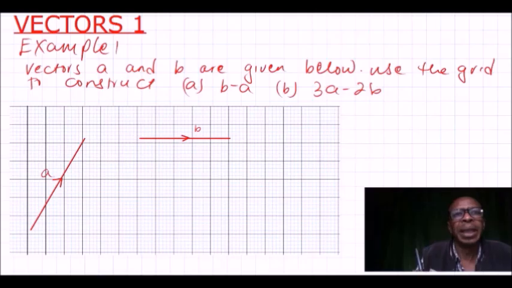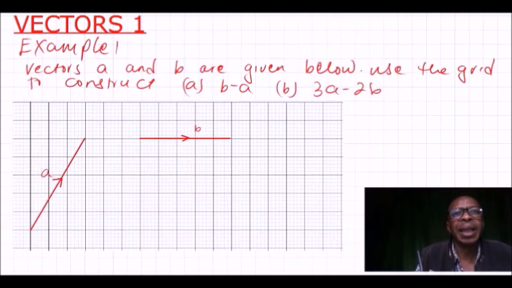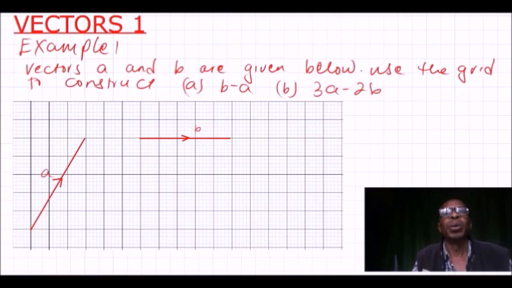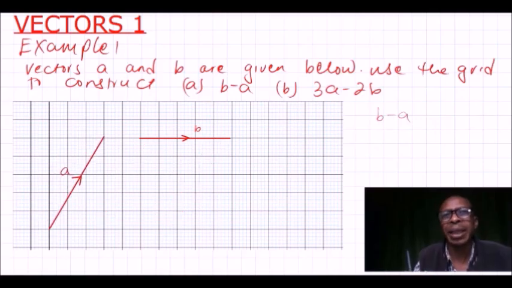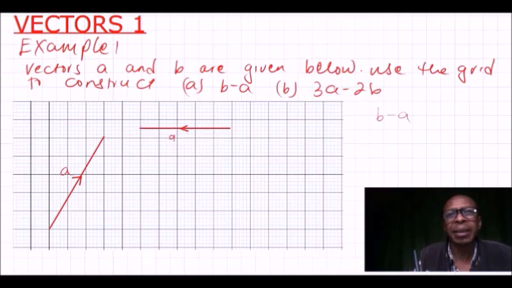So we now bring our grid again, and those are the vectors that we have. So you can see, we want to construct. Suppose we are told B minus A. So we have B. We can take now B here, and we can construct this is A, and we can put it like that.